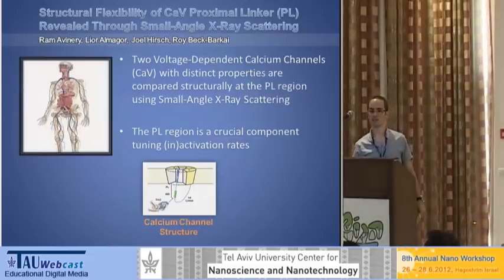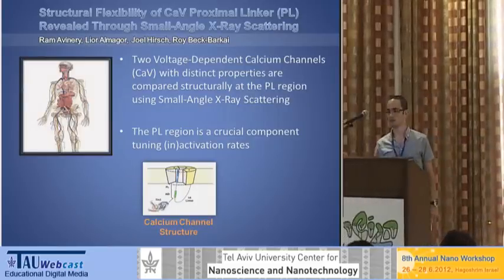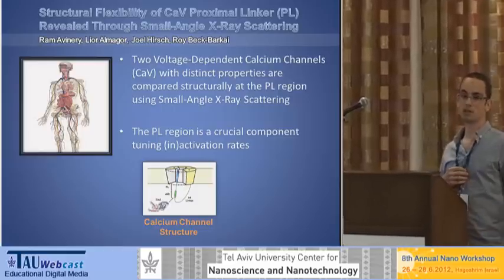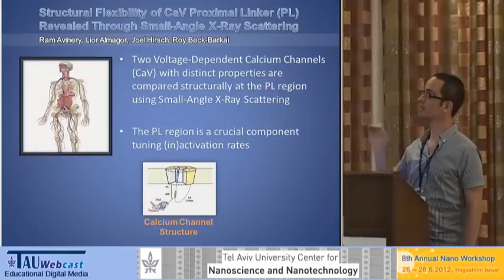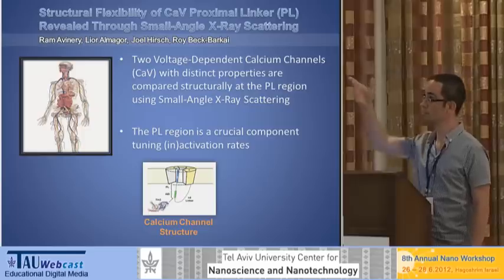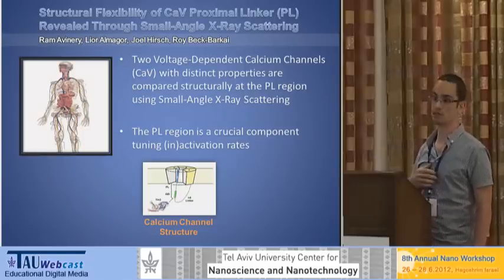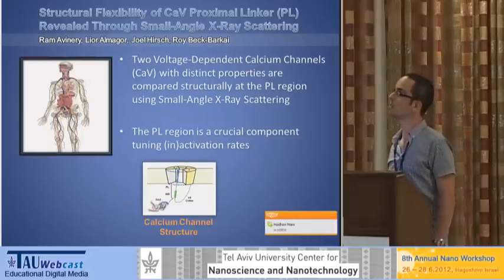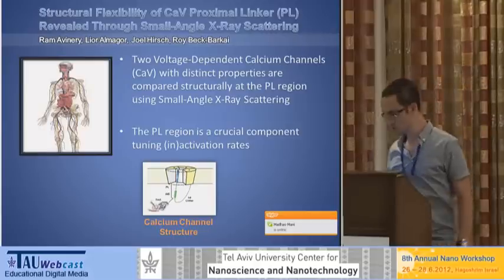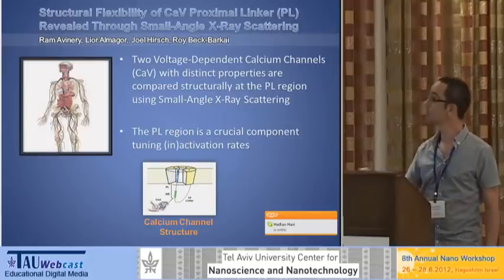Okay, so hi, my name is Ram Avineri. I'm a graduate student. And I'm going to talk a little about calcium channels and their measurement through small angle X-ray scattering. Okay, so this is actually a collaboration with Almagor and Hirsch.